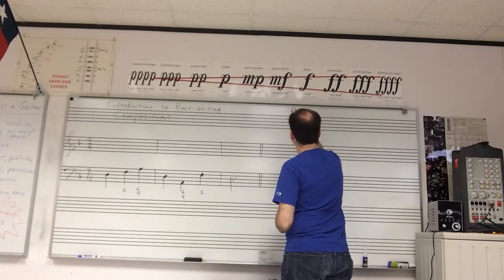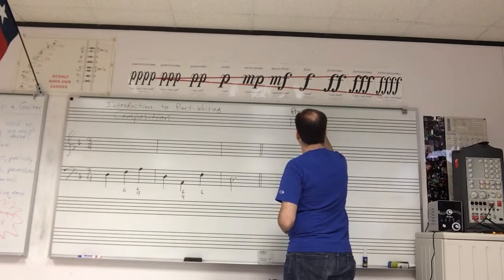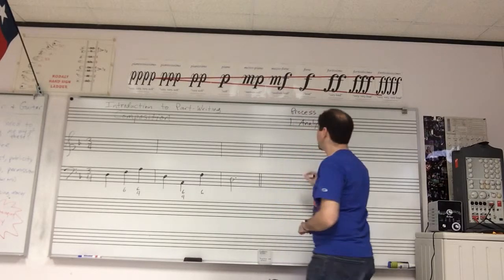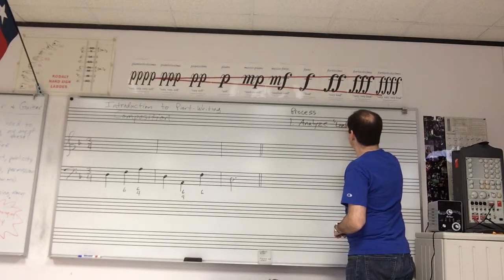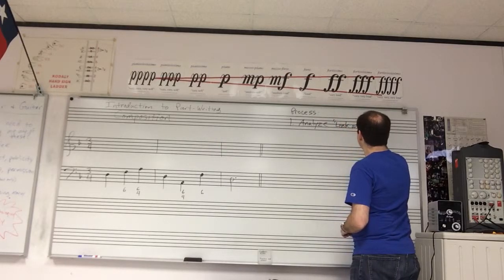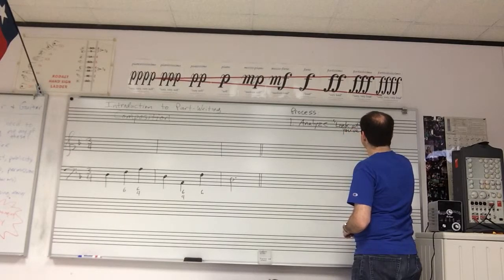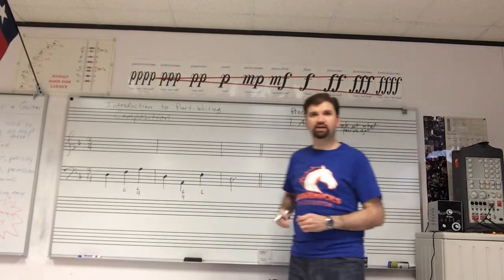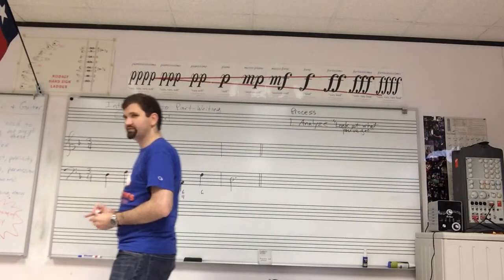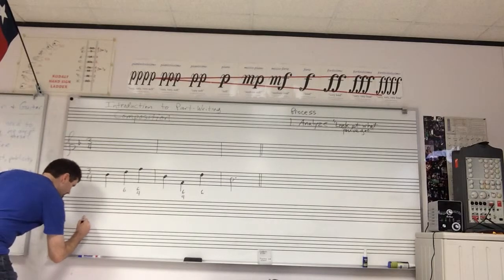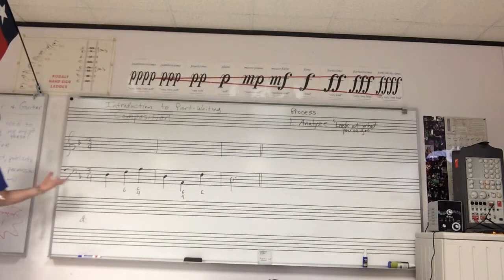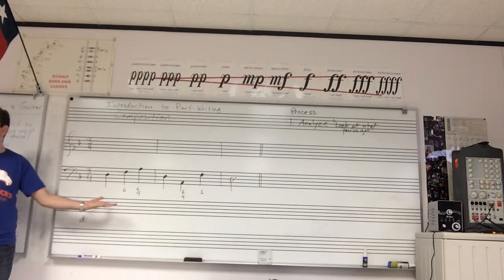Number 1, analyze, aka look at what you've got. What do we have here? We've got a grand staff. We're in the key of D minor. We're in 3/4, and we have a figured bass line.